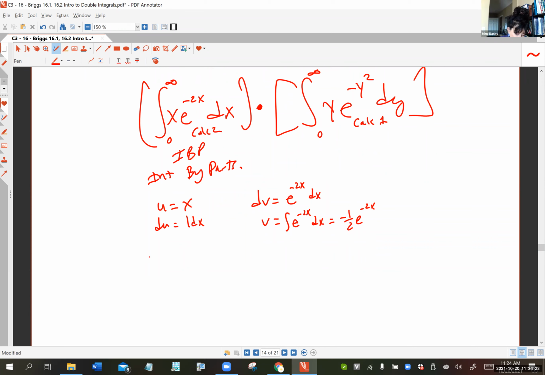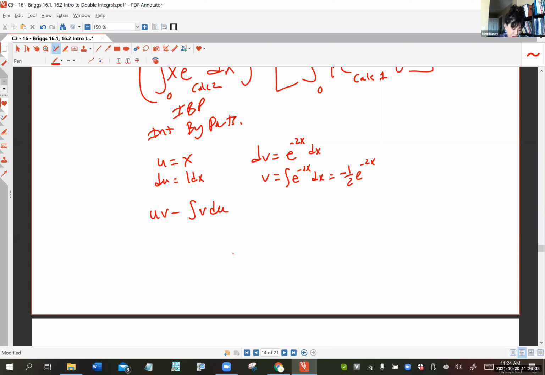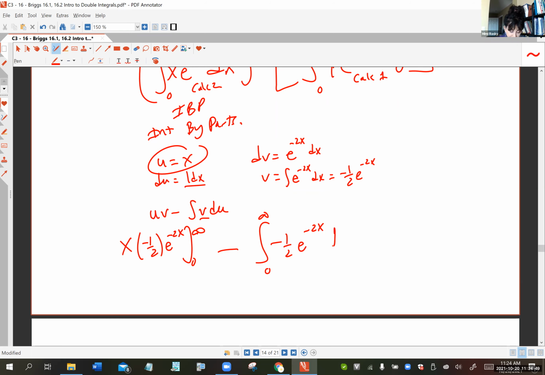Then what? Well, when you do an integration by parts problem, you're basically saying your integral is equal to u times v minus the integral of v du. Do you remember that? I hope so. So you're going to go x times negative a half e to the negative 2x, and you'll evaluate that between 0 and infinity, minus the integral, going from 0 to infinity, of v, negative a half e to the negative 2x, du. But that's just dx.